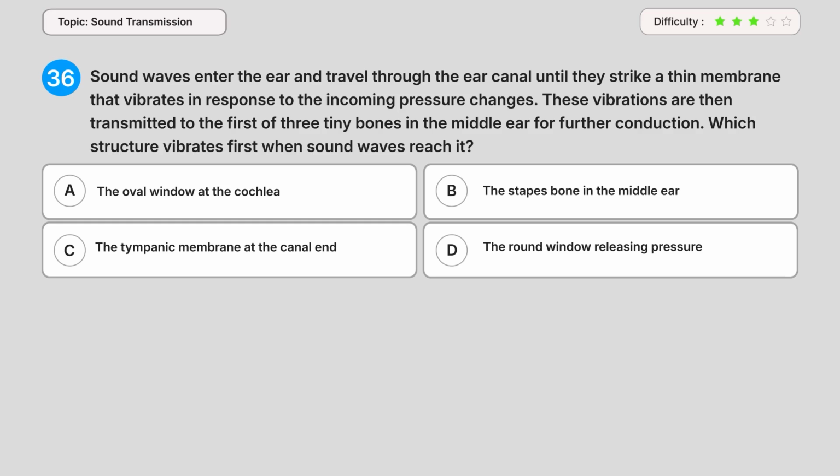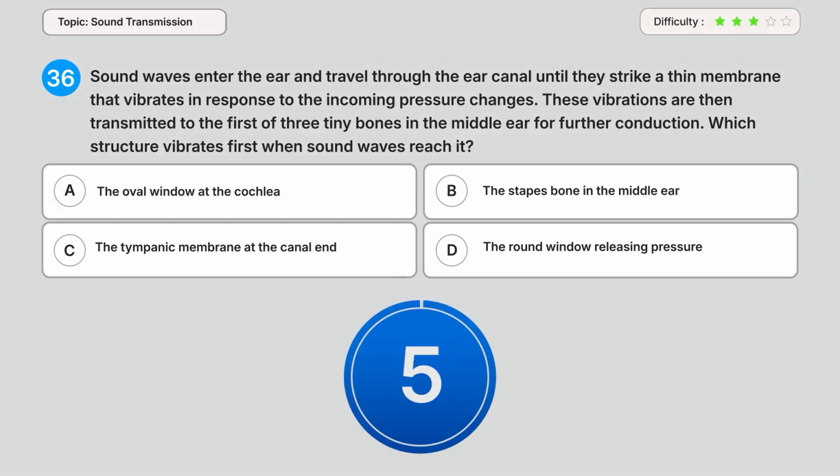A. The oval window at the cochlea. B. The stapes bone in the middle ear. C. The tympanic membrane at the canal end. D. The round window releasing pressure. Do you know the answer?